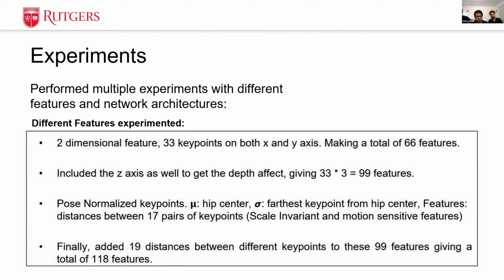But again, we had a few problems during transition, so we thought we'd go ahead and take some scale invariant and motion sensitive features, and we normalized those key points using hip center as the mean and the farthest key point from hip center as the standard deviation. And we took 17 pairs of those key points, and those key points basically gave a few errors during transition. So we went ahead and calculated more distances and finally added 19 distances along with those 33 key points, which totaled up to 118 features.